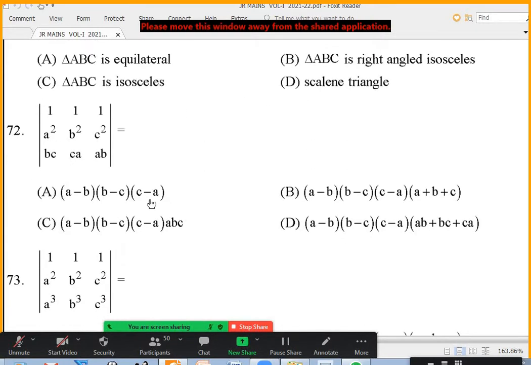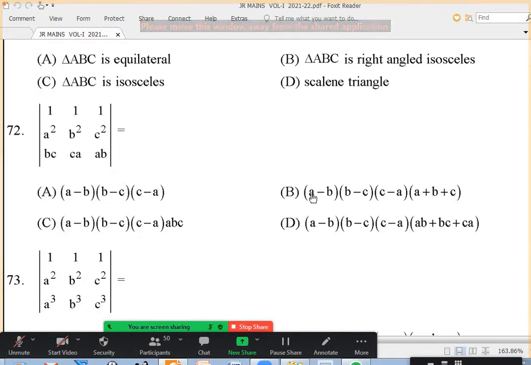72, what is the degree? Fourth degree. Okay. So what should be the option for 72? Second option. B, sir. Option B. And Option B, sir, we have done another question with the same answer. Let me talk a little bit about that.